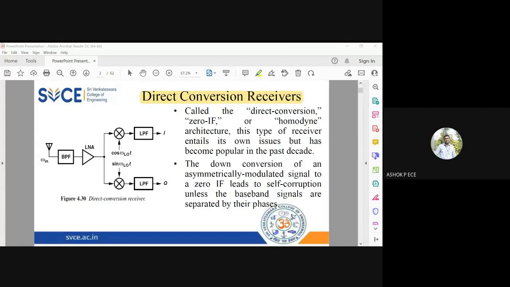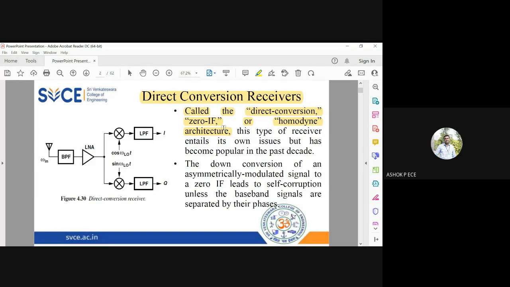We'll continue with our discussion. So we are going to see the next type of receivers called direct conversion receivers. Direct conversion, as the name indicates, is also called zero IF or homodyne architecture. We have seen about the zero IF.